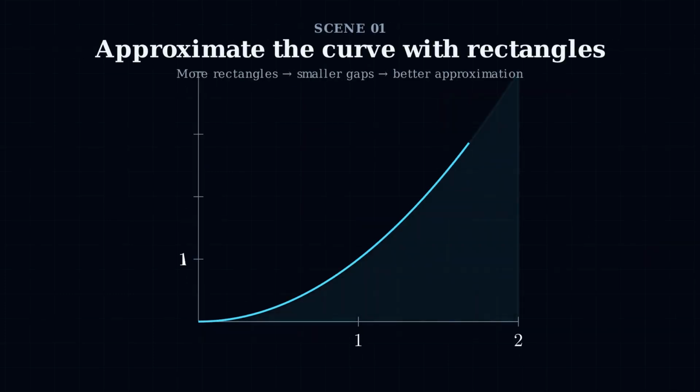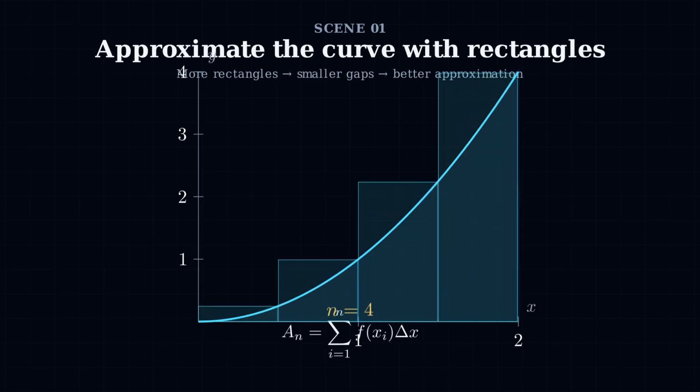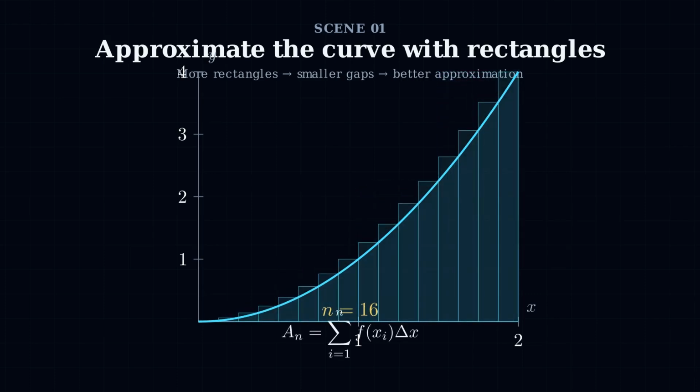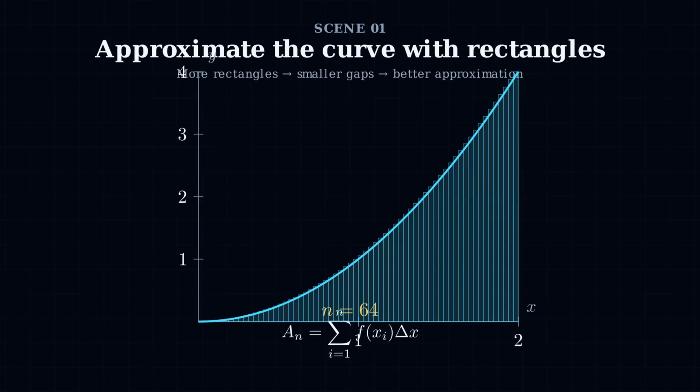Here's the key idea. Fill the region with thin rectangles. Each one has an easy area, width times height. 4 rectangles give only a rough estimate. But watch what happens as we add more. 8, 16, 32, 64. The gaps shrink, and the total gets closer and closer to the true area.